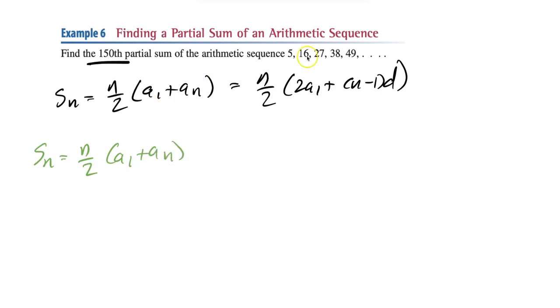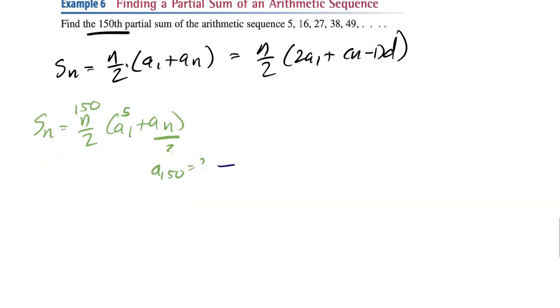My first term, 5, easy. I know I want 150 different terms, so right there. Problem is, you do not have an, because this is a150, but I don't know what a150 is right now. I could find it, not too bad. You have to use our an formula. I'm looking for a150, so n is 150. a1 is 5. Our common difference, we have to look for it. It is 11. We're adding 11 every single time.